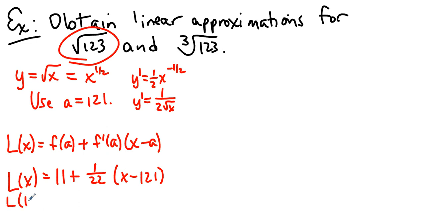So what am I looking for? Looking for an approximation at 123. This will be approximately the square root of 123. So how do I get that? I take this x value and stick it there. So that's 11 plus 1 over 22 times 123 minus 121, which is 2. This number, whatever it is, is an approximation for the square root of 123.